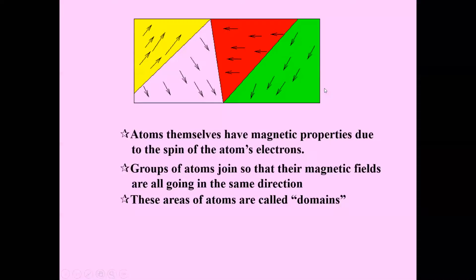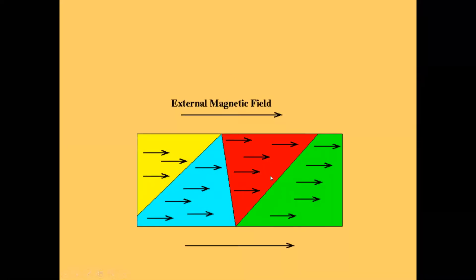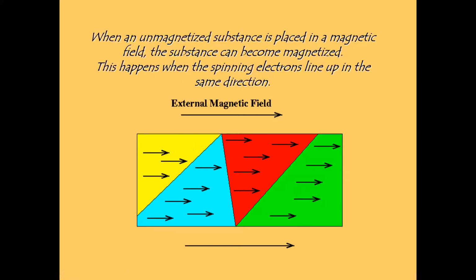Then in this diagram, you can see that in these different domains, electrons have different spin orientations. So these spins cancel out each other. But if they are exposed to an external magnetic field, all of these spins align and we will have a good magnetic property or magnetic field here. When an unmagnetized substance is placed in a magnetic field, the substance can become magnetized. This happens when the spinning electrons line up in the same direction.